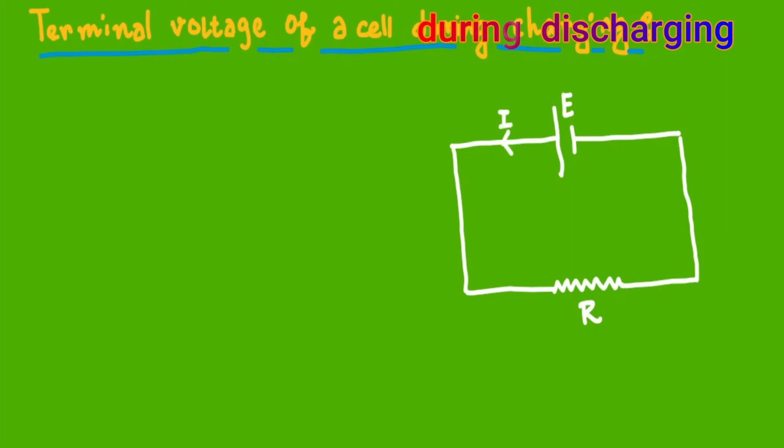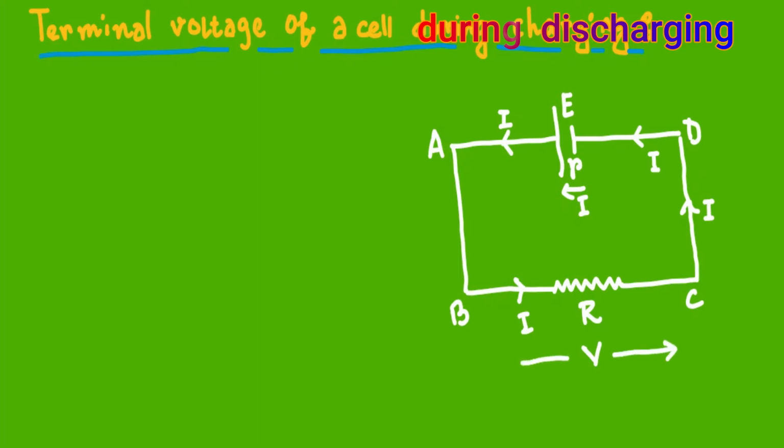A current I is generated from the positive terminal of the cell of EMF E. Name of the loop is ABCDA. Current I is flowing through the external resistance capital R in this way. Current I will be flowing towards the negative terminal of the battery, and current flows from negative terminal to positive terminal inside the battery through the internal resistance r. But outside the cell, current flows from positive to negative terminal.